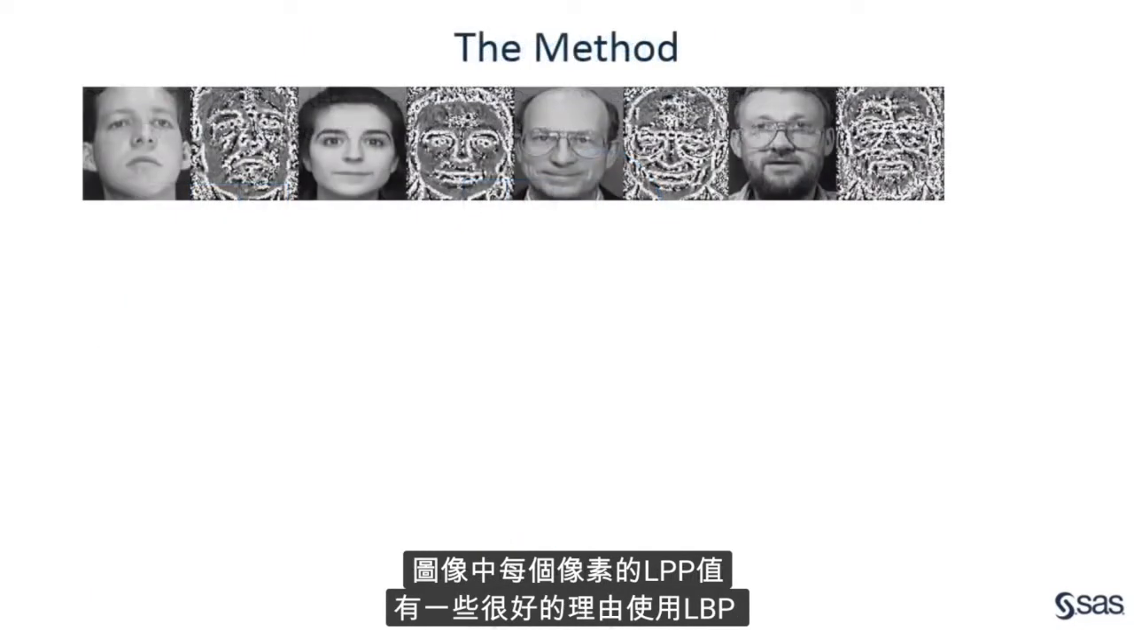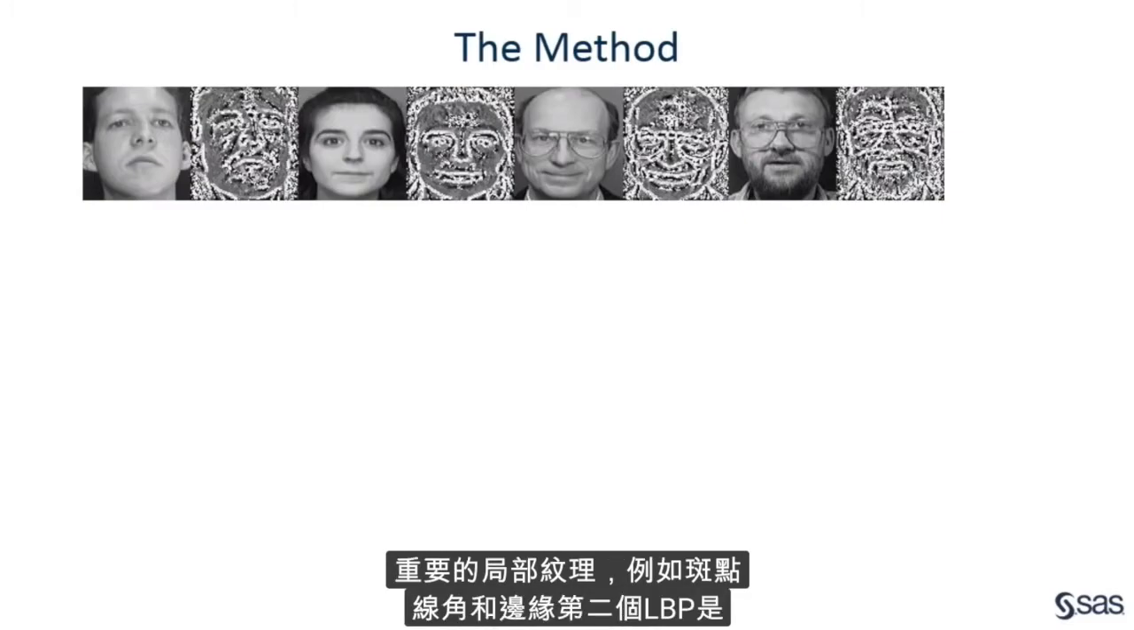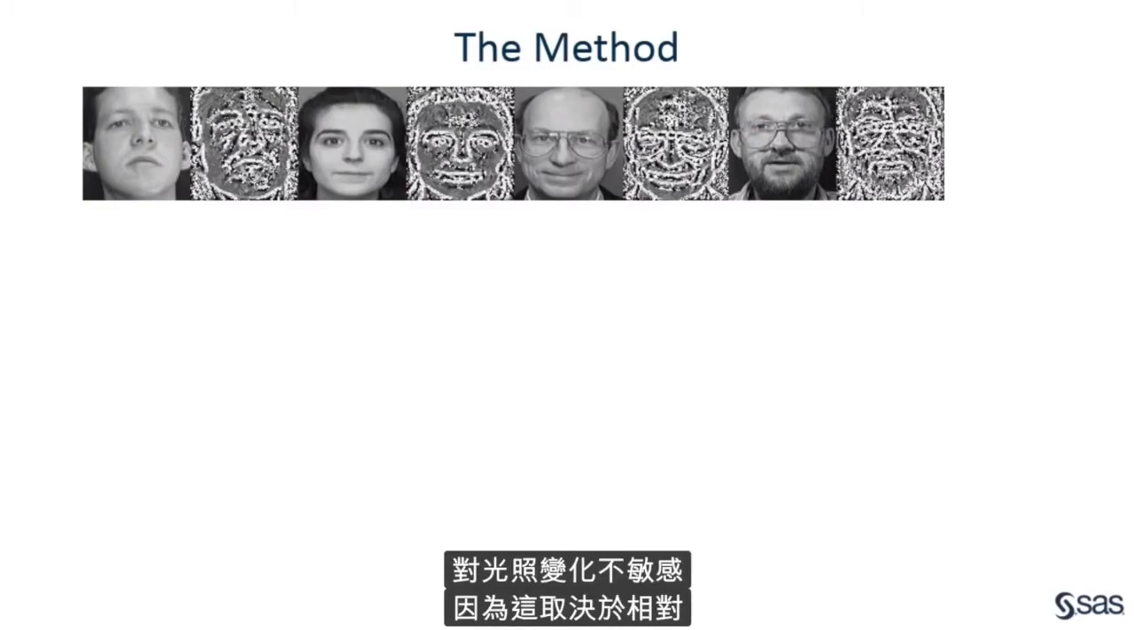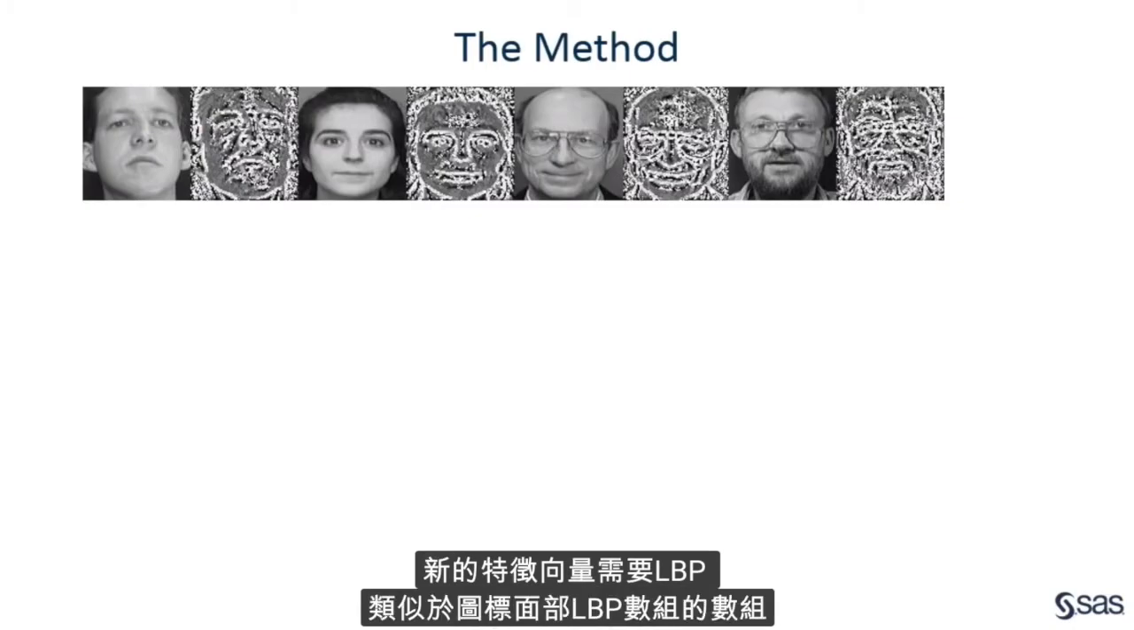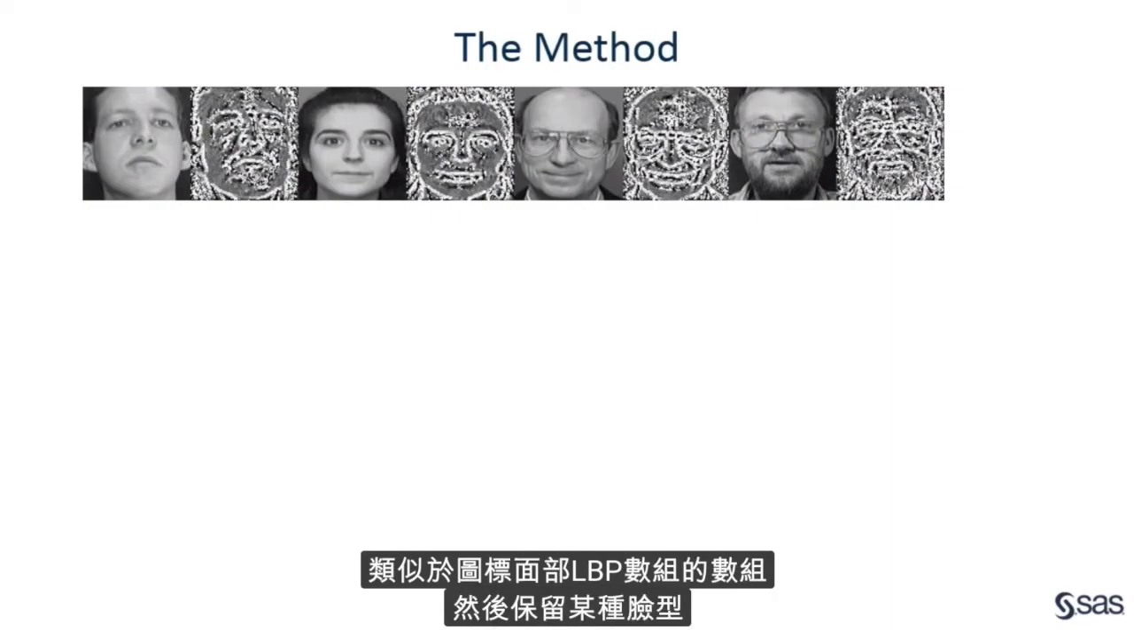There are some good reasons to use LBP. First, as I mentioned, it captures local texture information and it can detect important local textures like spots, lines, corners, and edges. Second, LBP is not sensitive to illumination change because it depends on the relative grayscale values of center pixels. Once the LBP value is calculated for each pixel, the image is then represented by a new feature vector. We call it an LBP array. Similar to eigenface, the LBP array also retains some sort of face type.